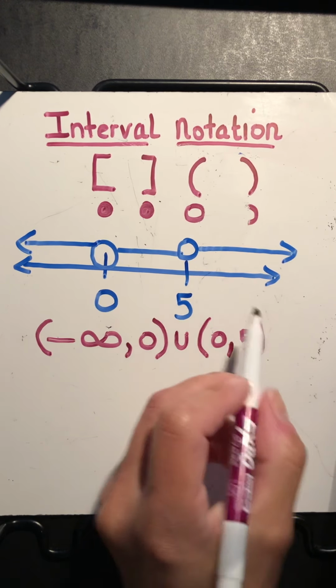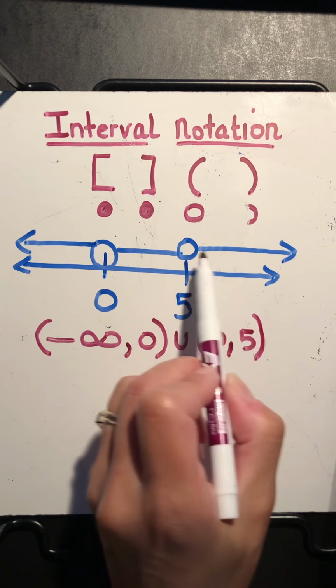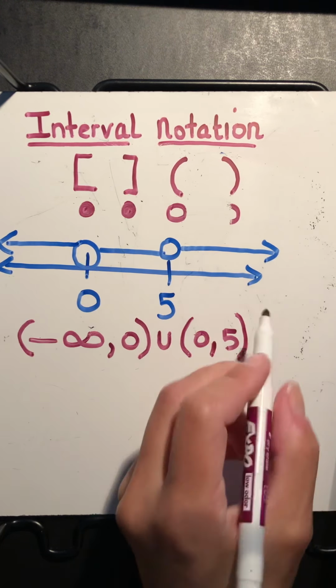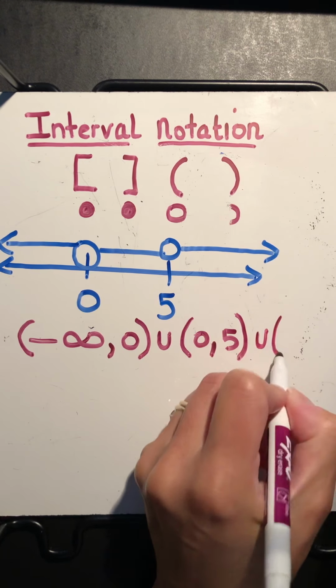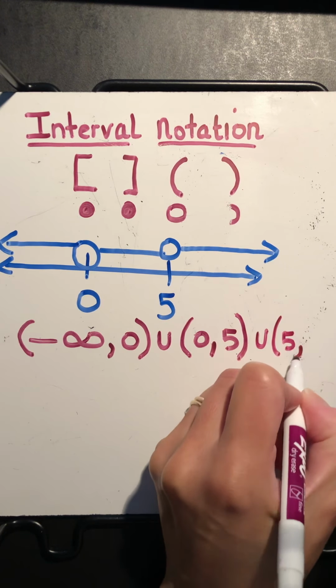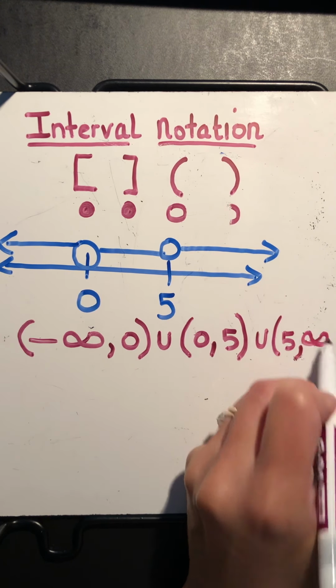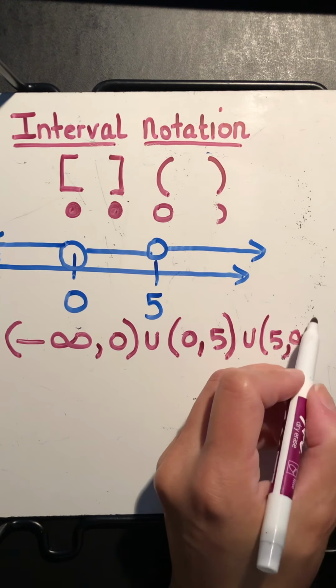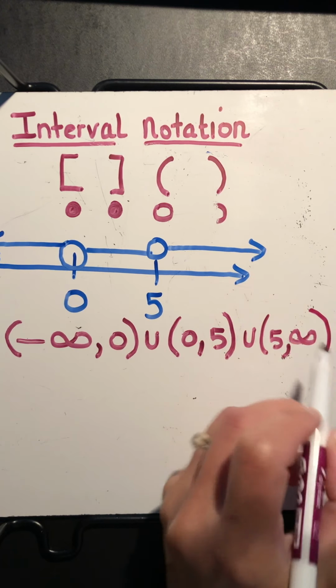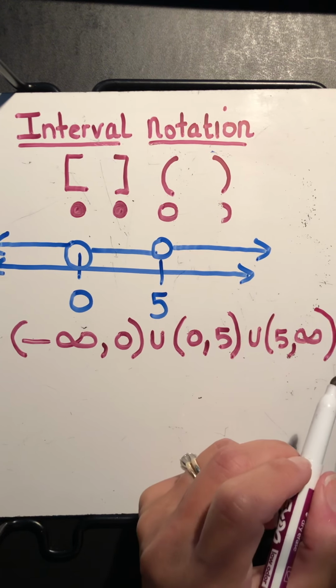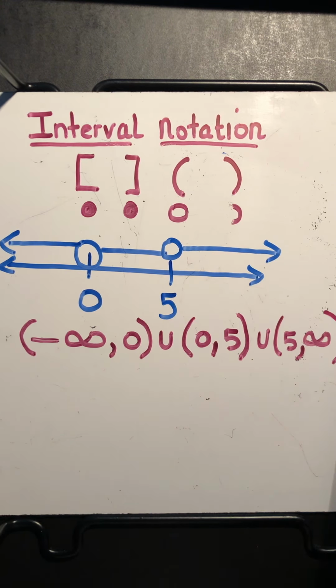Okay? But I still need to describe all the numbers to the right of 5. So I'm going to put a union symbol and then 5, but I'm going all the way down to positive infinity, making sure that I put a round bracket around infinity. So here's one example. I'm going to do in the next video a couple more examples for you so you can get the hang of it. I hope that was helpful.